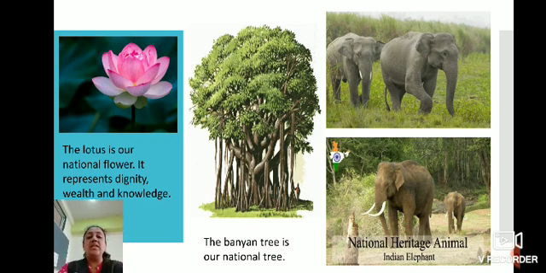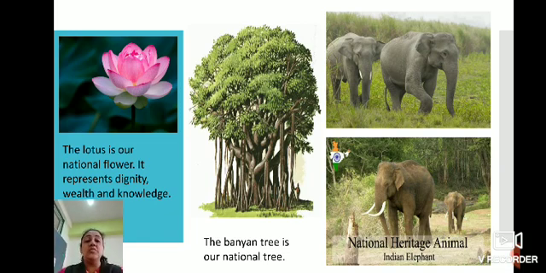Now here you can see the lotus, the banyan tree and the elephant. So the lotus is our national flower. It represents dignity, wealth and knowledge. Now second, you can see the banyan tree is our national tree. Do you know the banyan tree? Have you seen it? Very good. So this banyan tree is our national tree.